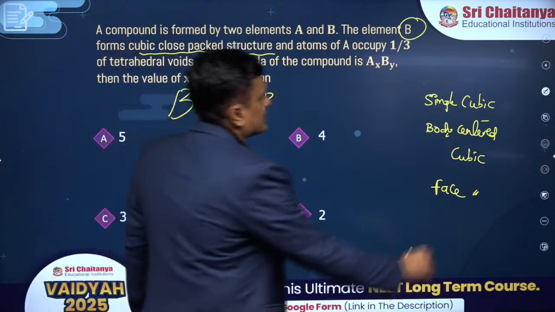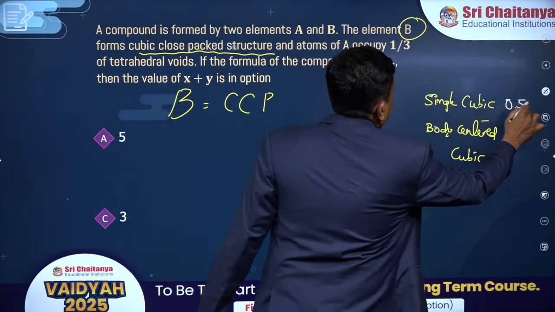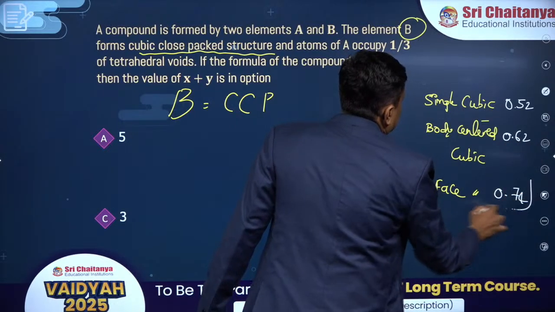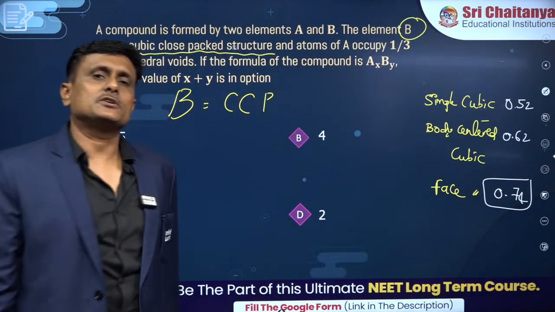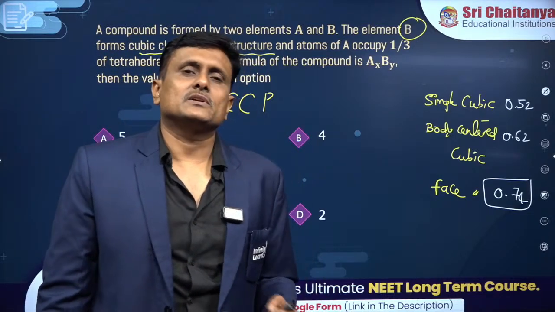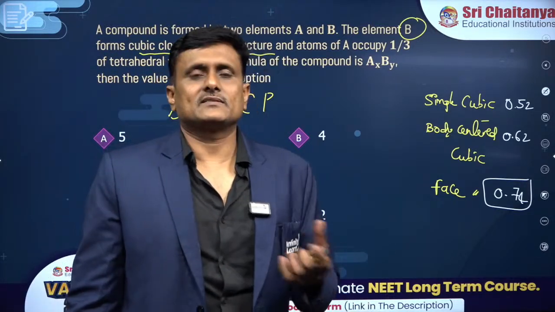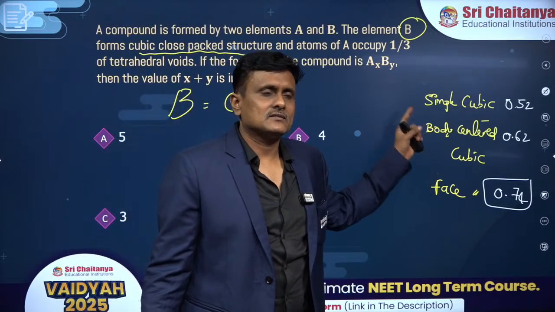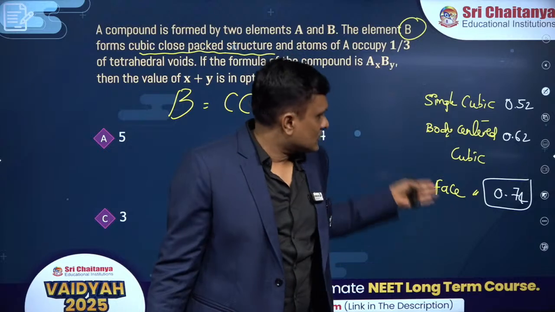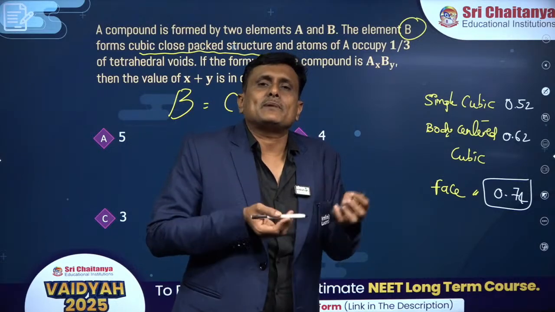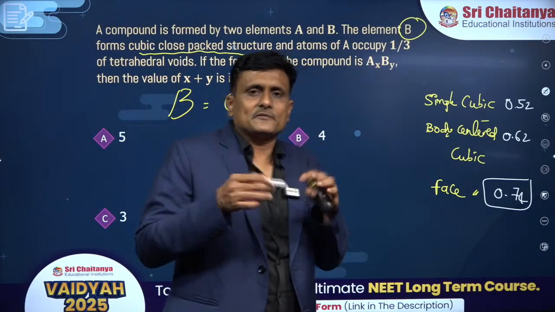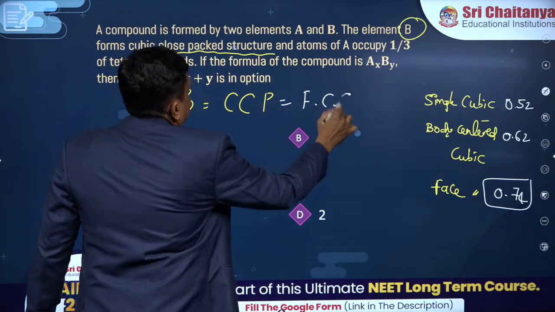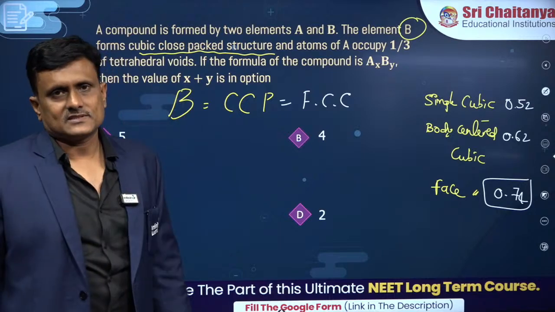Now look at the packing fraction of simple cubic, 0.52, 0.68 and 0.74. That indicates that 74% of the cube in face centered cubic is occupied by the spheres, and 26% is void. Similarly here it is 68% packed, 32% void. So closest packing means the atoms are tightly packed in FCC. So FCC, face centered cubic, is nothing but CCP. This thing we need to understand first.